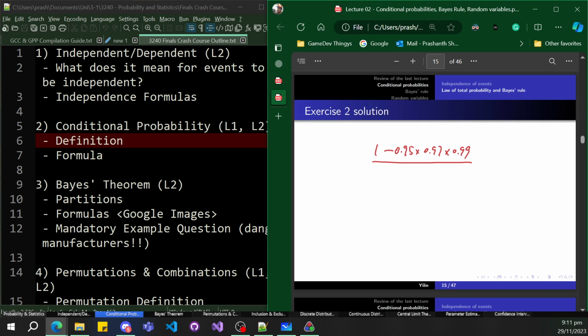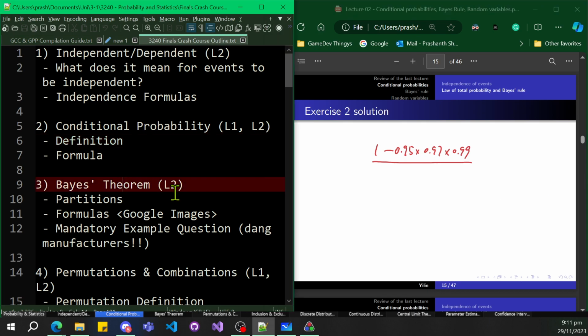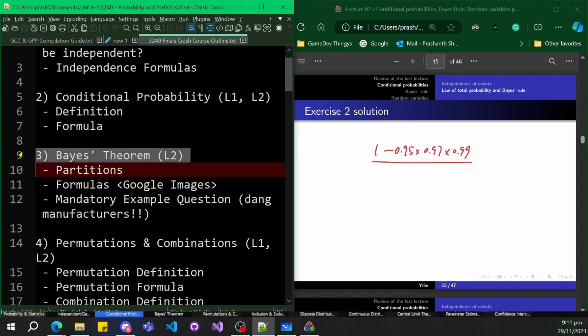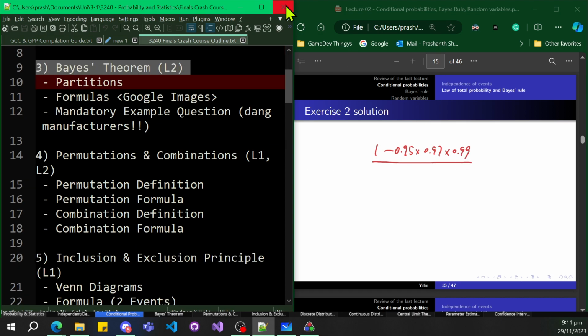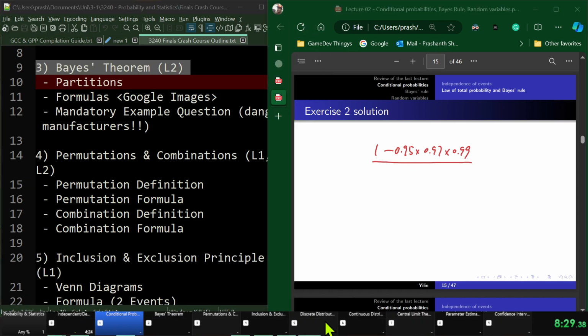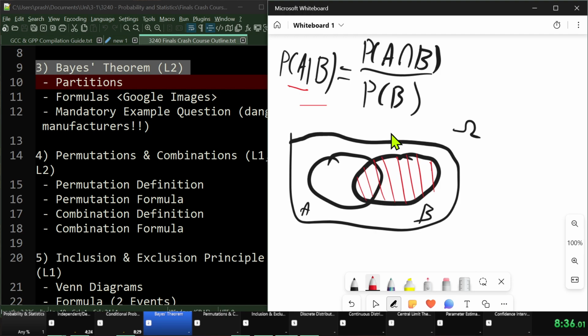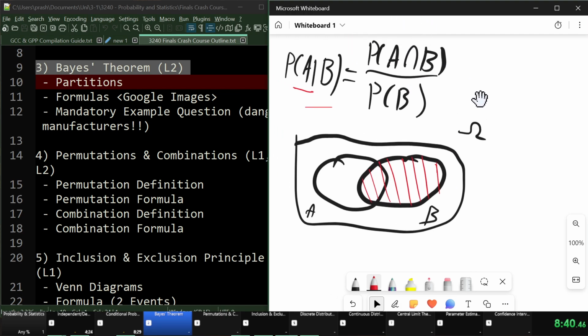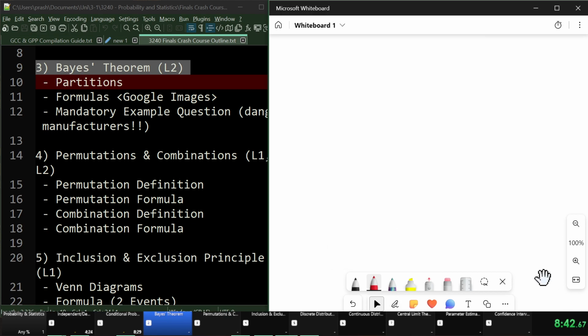Partitions I'll talk about right now actually. So we've done conditional probability. We've talked about what it means to have a conditional probability and its formula. So now we're going to head on to Bayes' theorem, which means I get to advance the timer. So sick. Bayes' theorem. Now we will go to our thing. Let me clear the workings. Bring my pen back. Okay, Bayes' theorem.